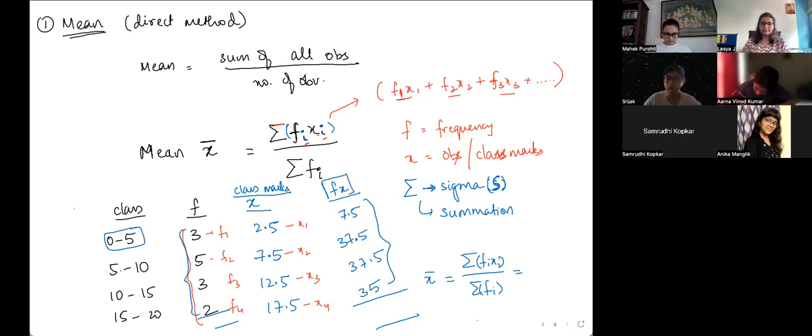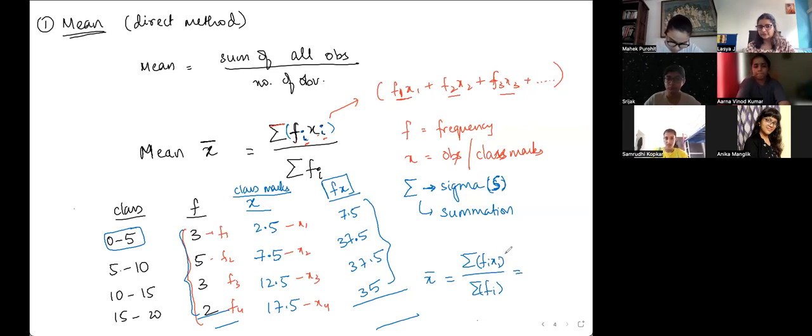I'm not able to calculate. What point are you not able to? Has sigma fi come? No, ma'am. So sigma fi means what inside sigma? We have fx. So you have to add after multiplying all the fx. So that's what we did in this column. So f into x we found out. So 3 into 2.5, 5 into 7.5, 3 into 12.5, 2 into 17.5. You need to add all of this. Okay.